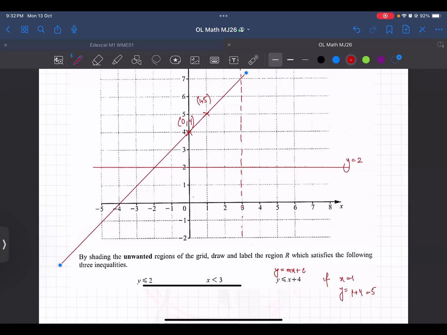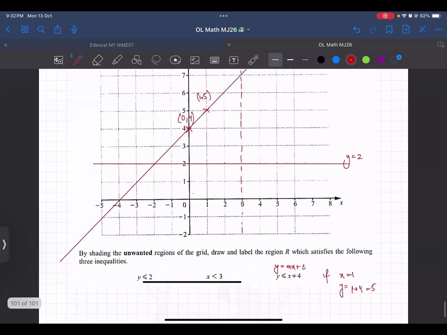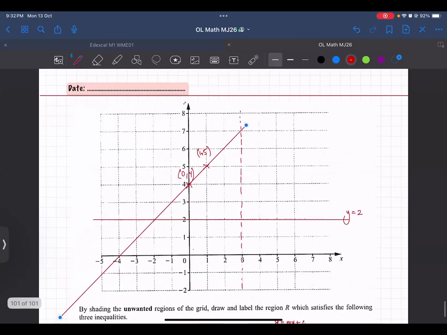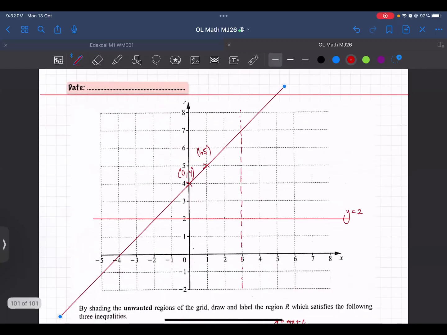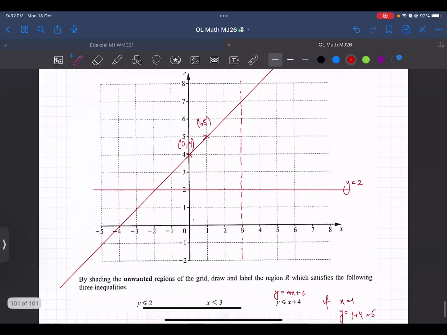Sir, where did this 1,5 come from? I substituted another value of x and y. You cannot draw a slant line with only 1 point. You need 2 points. I told you, you need at least 2 points.